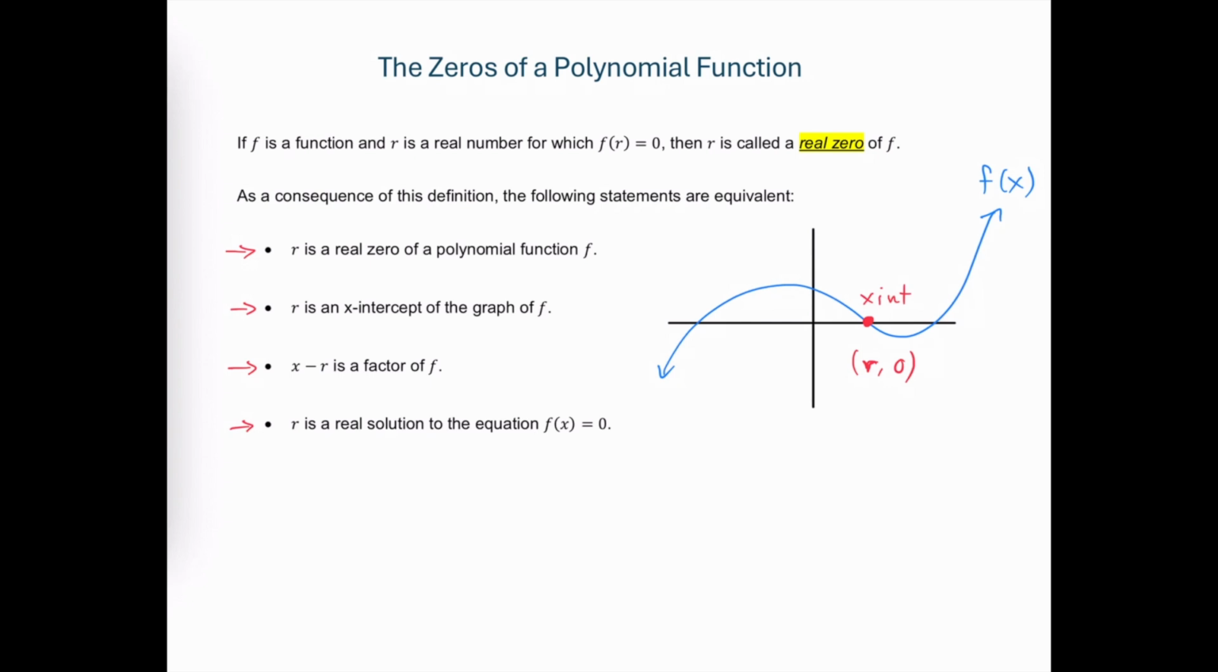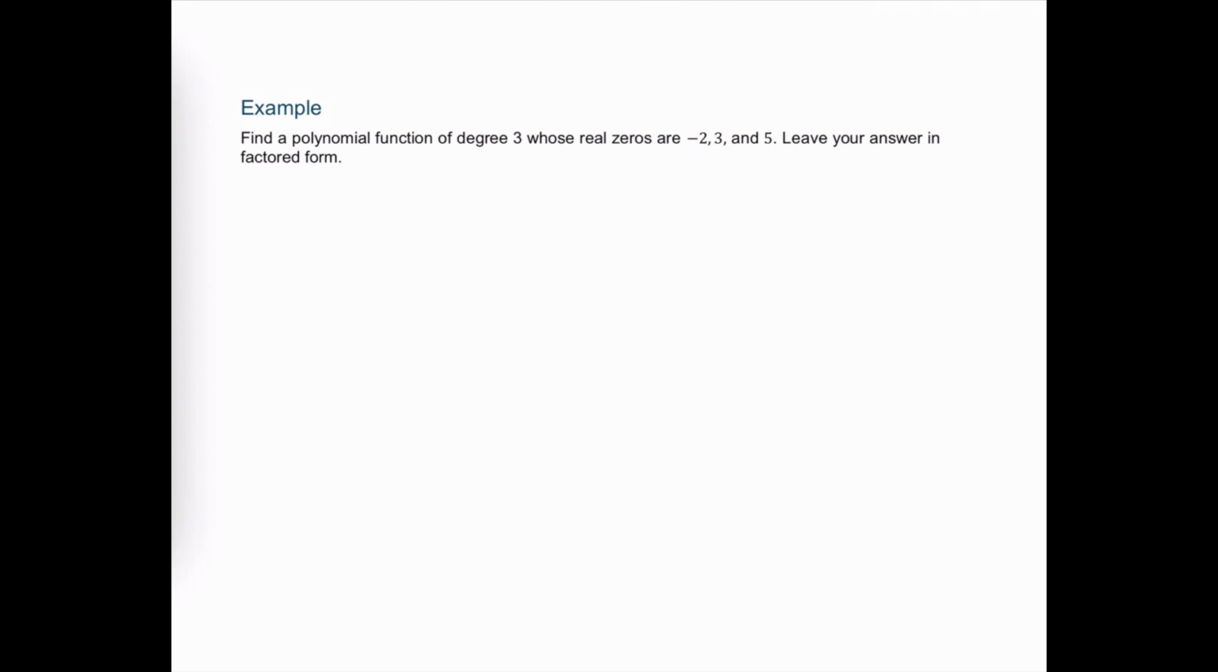Our last consequence that we'll point to, again we are assuming that x is equal to r is a 0 of the polynomial function f, which means that if we were to set that polynomial equal to 0 and solve for x, then that r value would be a solution to that equation. Let's look at an example to process that definition. We're looking for a polynomial function with degree 3, and we're told that it has 3 real zeros, -2, 3, and 5. We want to find this polynomial.